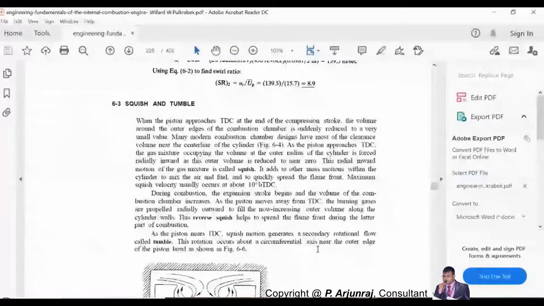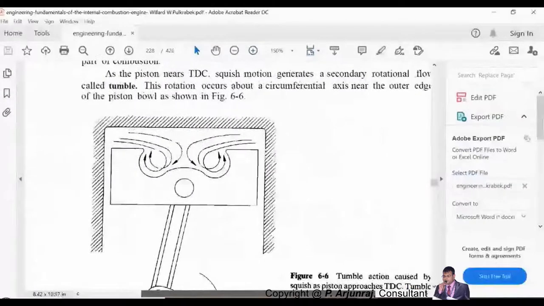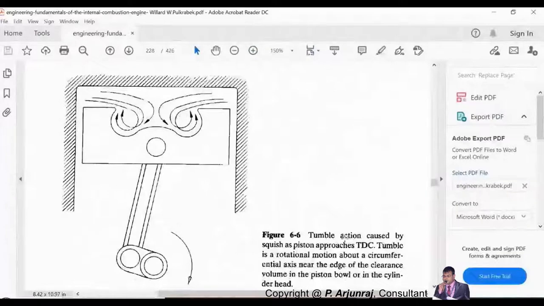Okay, there are some questions with respect to the piston tumble system. I'll explain that. The tumble action is caused by the squeeze happening when the piston is approaching top dead center. The piston moves from TDC to BDC during the intake stroke, and from BDC to TDC during the compression stroke.